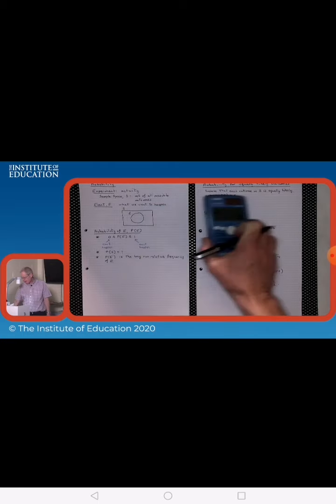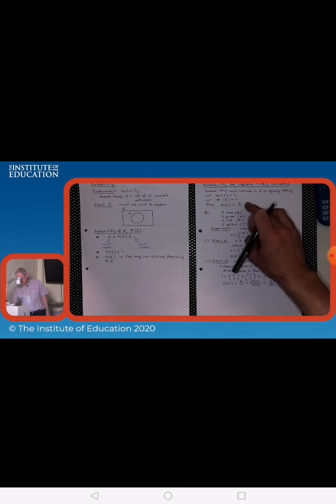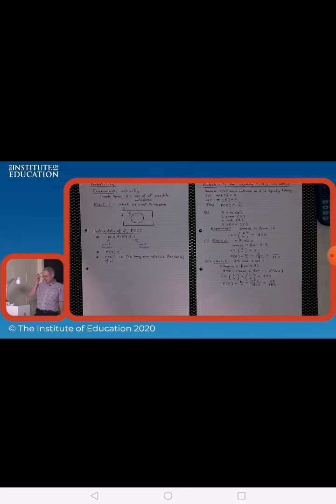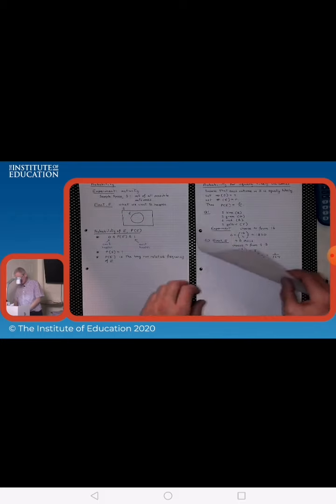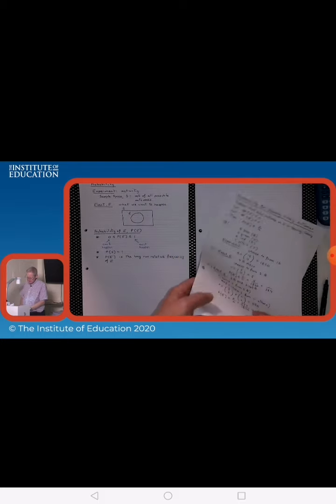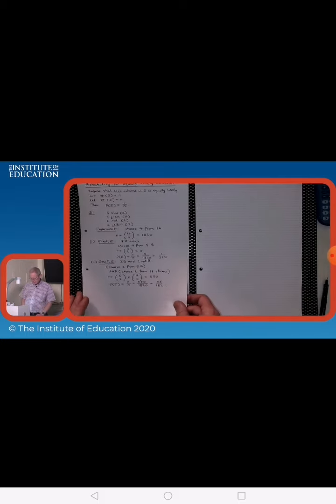Now, that formula for working out probability, the OR over n formula, does require that each of the individual outcomes in the sample space is equally likely. That condition, unfortunately, is not always met. And I'll give you an example.